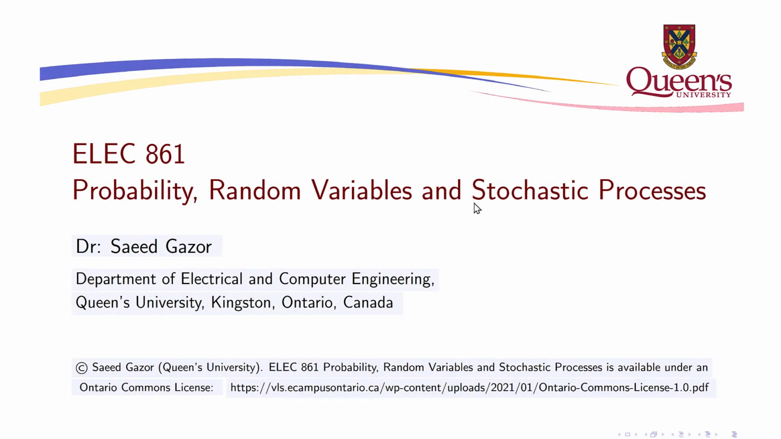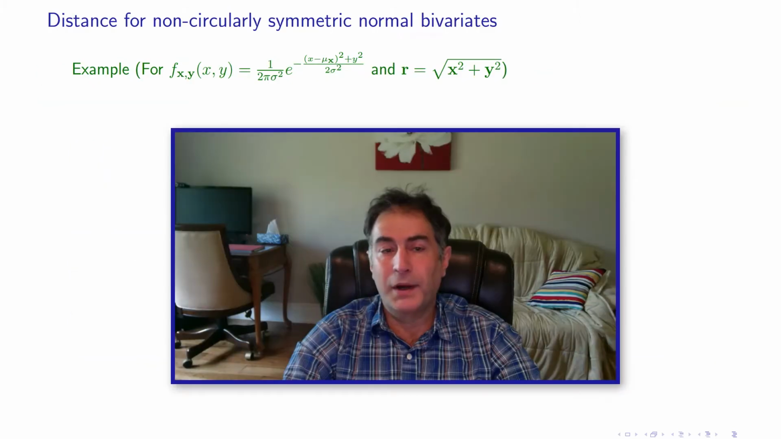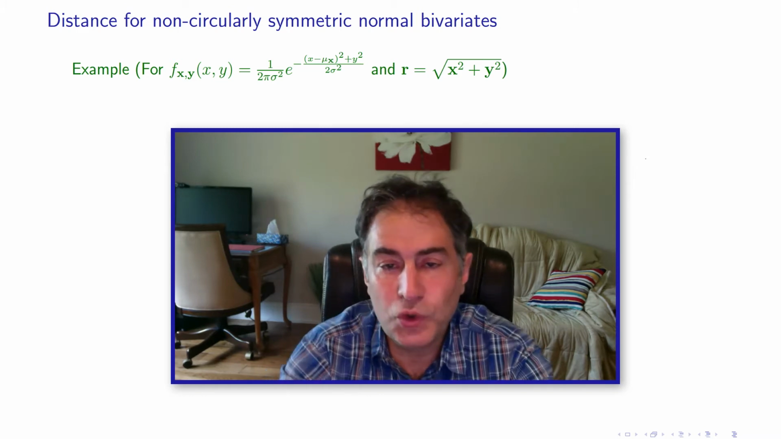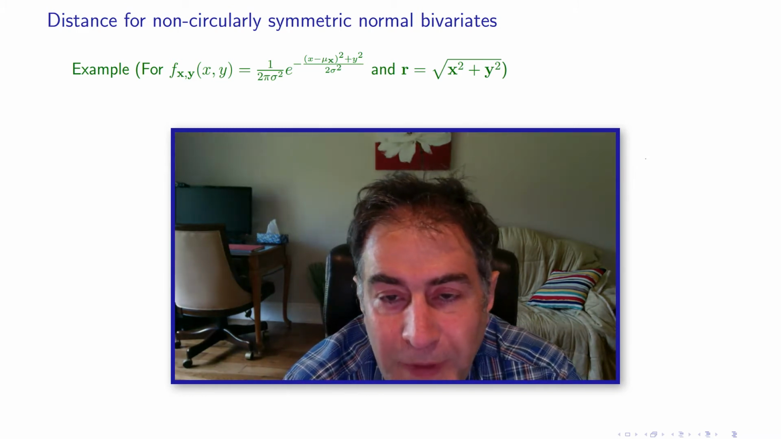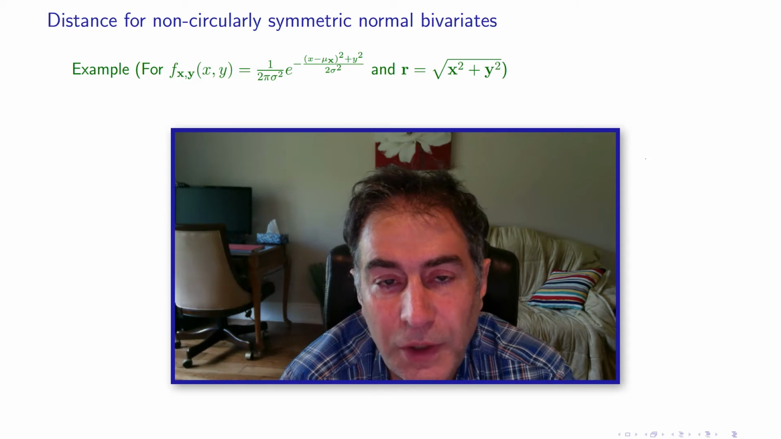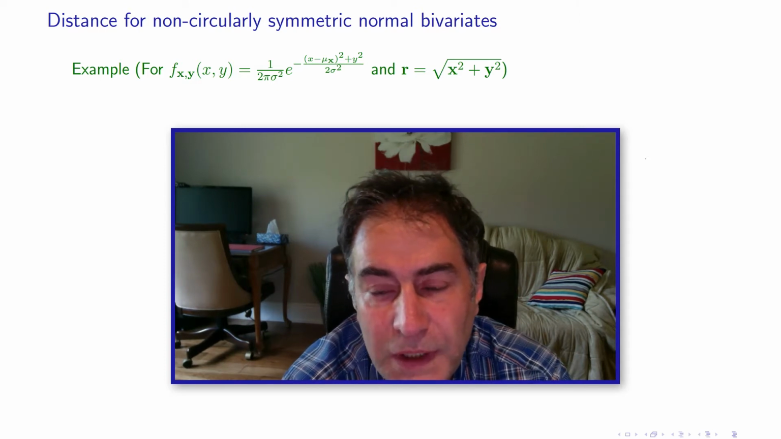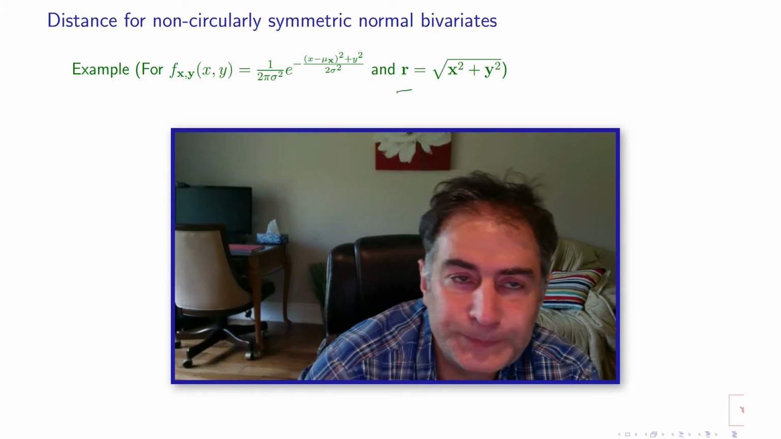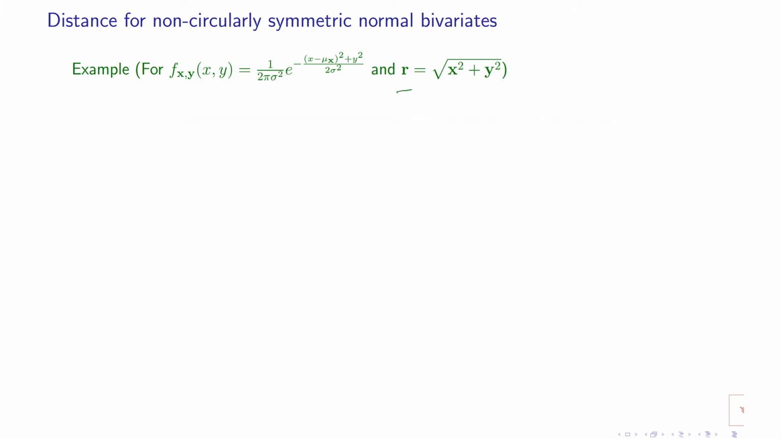In this video, we will consider one example of the PDF of the distance with origin, or Euclidean norm, for a non-circularly symmetrical random pair. In particular, we consider an important example of the joint distribution of a non-circularly symmetrical Gaussian distribution, and we want to find the distribution of R, the distribution of the distance.